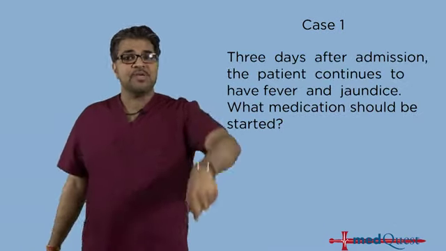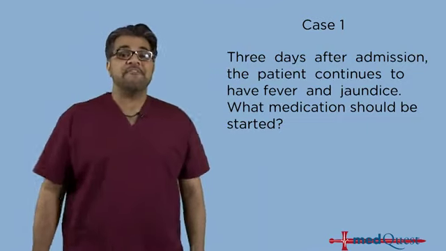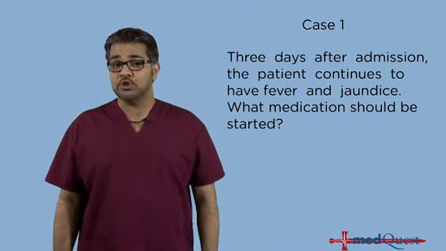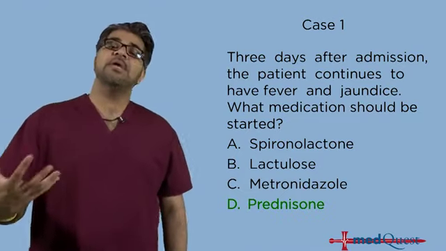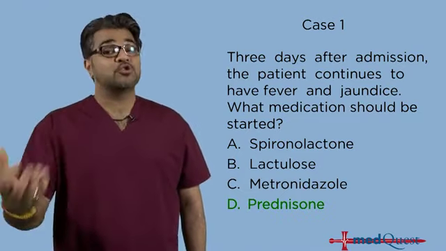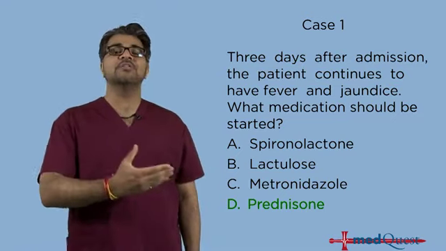Now, the same patient 3 days after admission continues to have fever and jaundice. What medication should be started? The answer here is going to be prednisone. That means that this patient's good old discriminant factor is too high and you've got to start prednisone to decrease mortality.